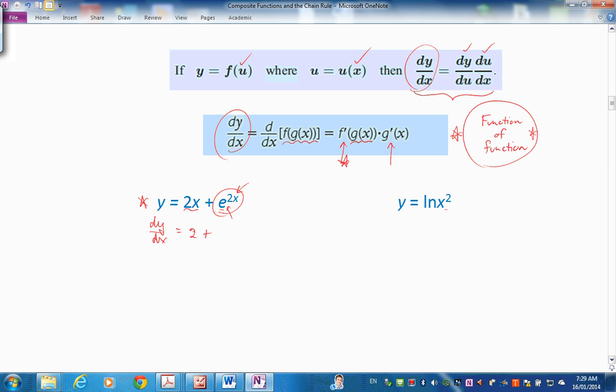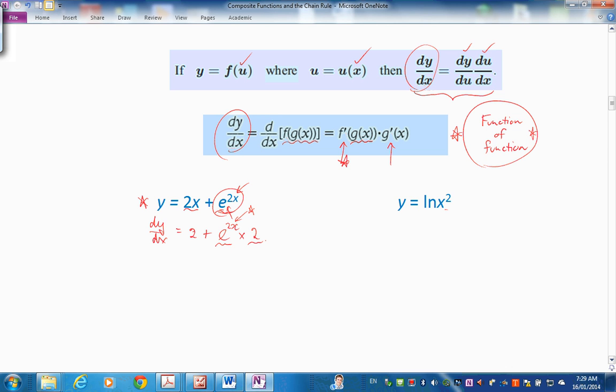So let's do this first function. Derivative of e is itself. Remember, you don't touch the other bit. You're actually differentiating e to the power with respect to 2x, and then you multiply by the derivative of that top bit, which is 2, and there's your chain of derivatives.